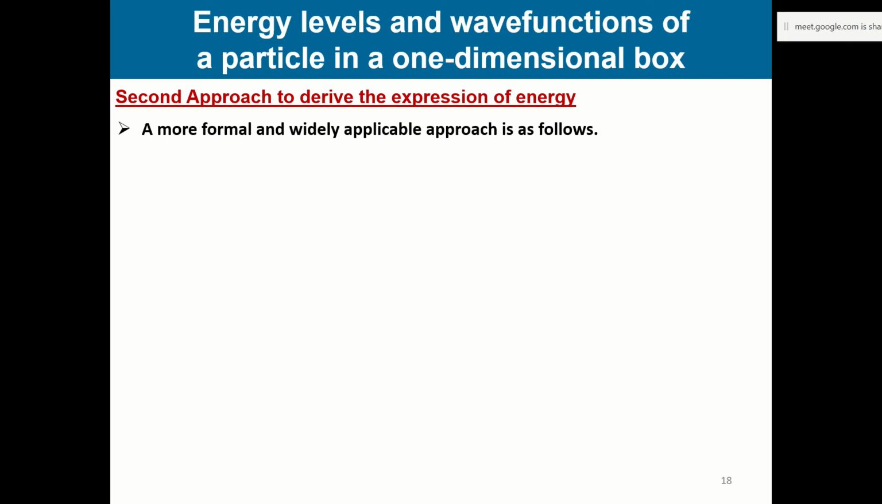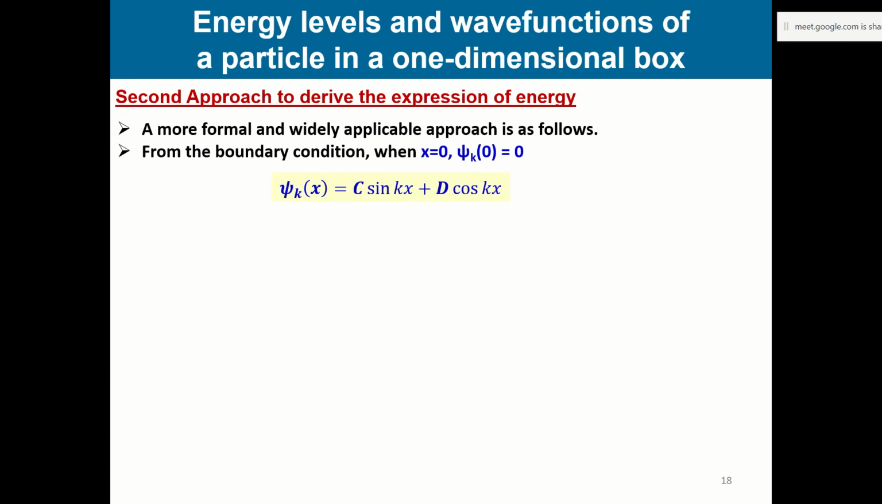So the second approach is to follow a more mathematical approach, which is more formal in the sense of quantum mechanics. So you first identify the boundary conditions. When x is equal to 0, psi must go to 0. So substitute the value: at x is 0, sin kx is sin 0, which is 0, and cos kx is cos 0, which is 1.